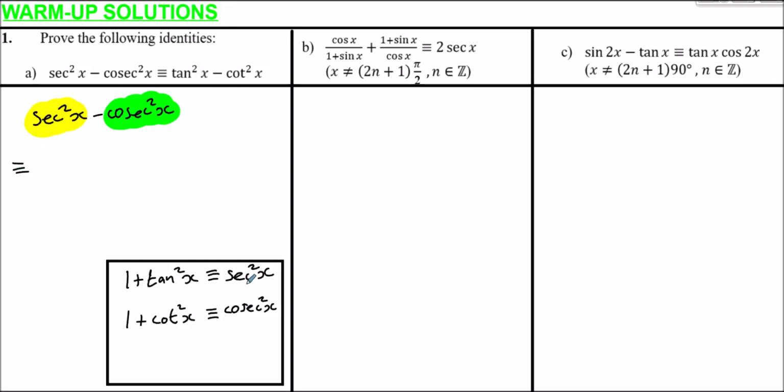So sec squared I can write as 1 plus tan squared x, like so. I want to put it in brackets to emphasize to anyone maybe marking your work that you're just using this and you explicitly know that sec squared is 1 plus tan squared, so it can't hurt to make it obvious to an examiner. And minus cosec squared x, well, cosec squared is 1 plus cot squared x.